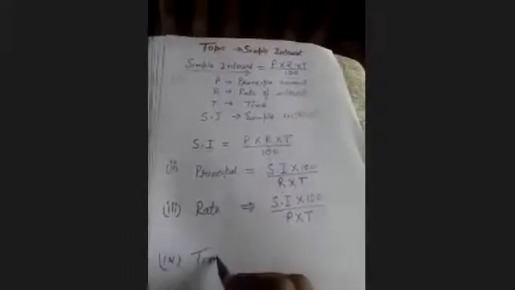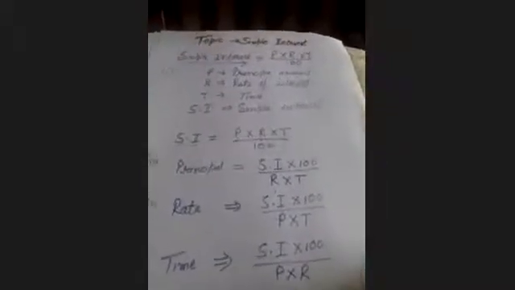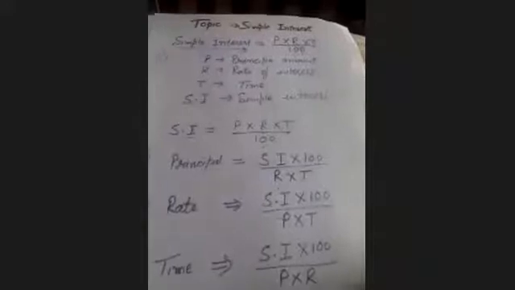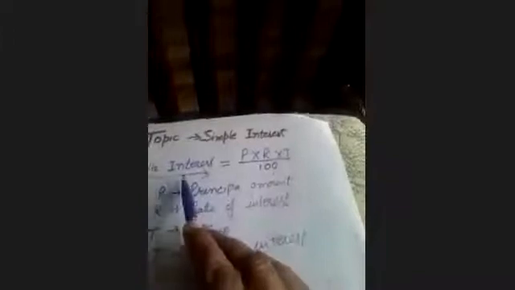Next is time. Now we want to know the time period. Simple interest multiply by 100, divided by P and R, principal amount and rate of interest, to find time. Clear students?